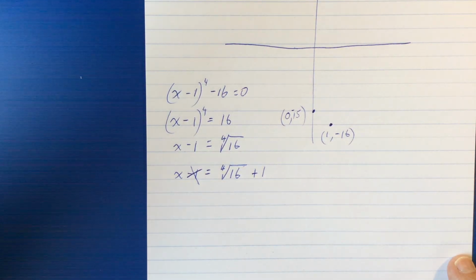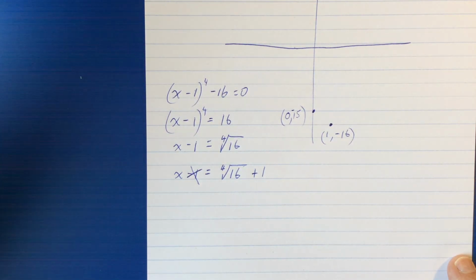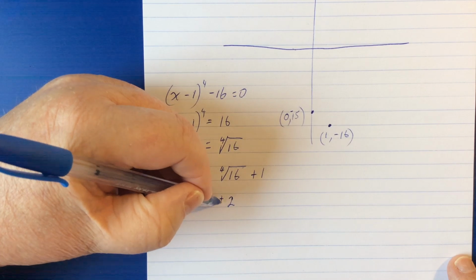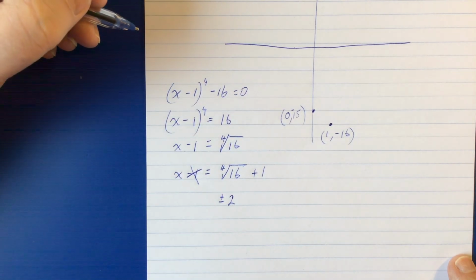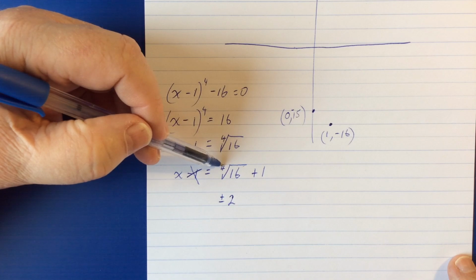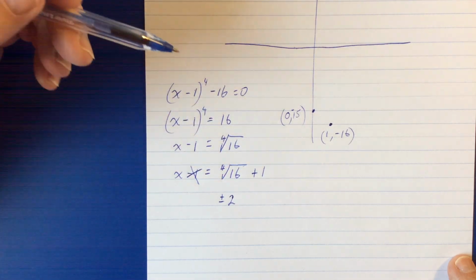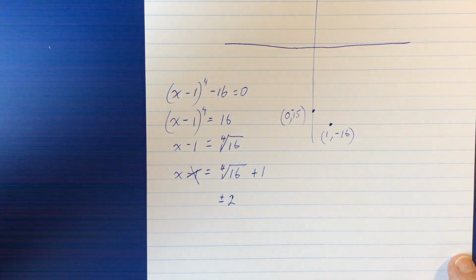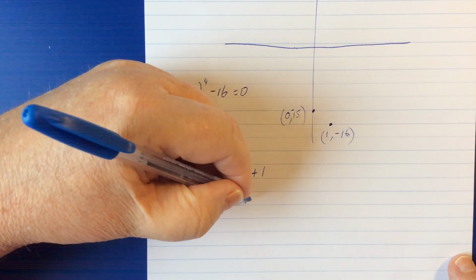2, 4, 8, 16. 2 to the power of 1 is 2, 2 to the power of 2 is 4, 2 to the power of 3 is 8, and 2 to the power of 4 is 16. So this is 2, positive or negative. That's very important because this is an even power. It can have positive or negative roots. Now, we still have to add 1 to this.